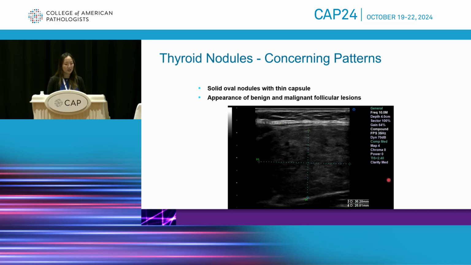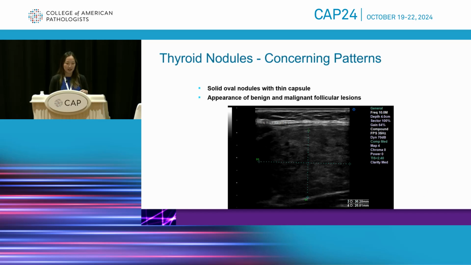Other concerning findings would be solid oval nodules with a thin capsule, which are everyone's favorite. Follicular pattern lesions, and both benign and malignant follicular lesions are going to look like this. If you're very fortunate, you might see some evidence of capsular penetration on the ultrasound, but let's face it, even on SearchPath, it can be hard to find those areas of capsular invasion.